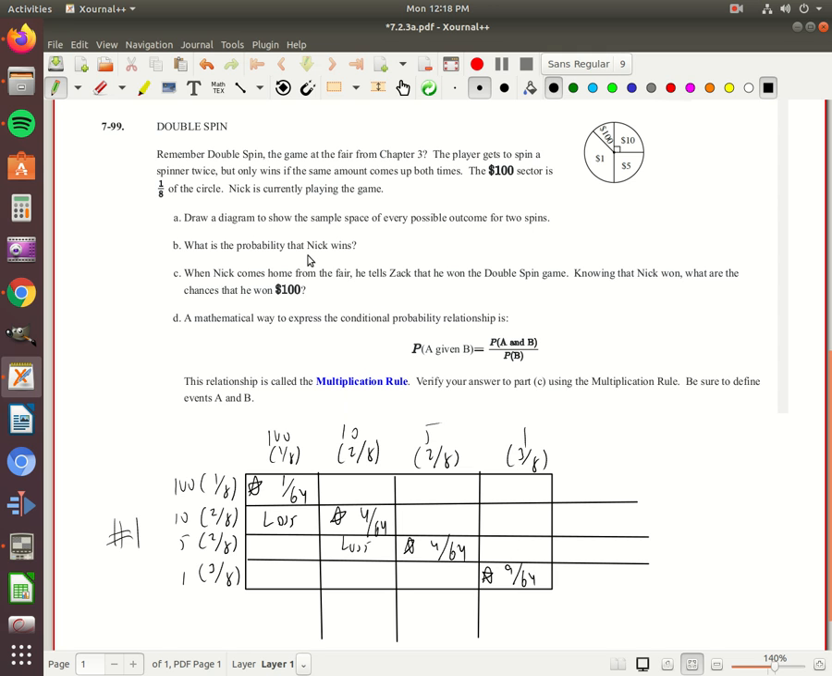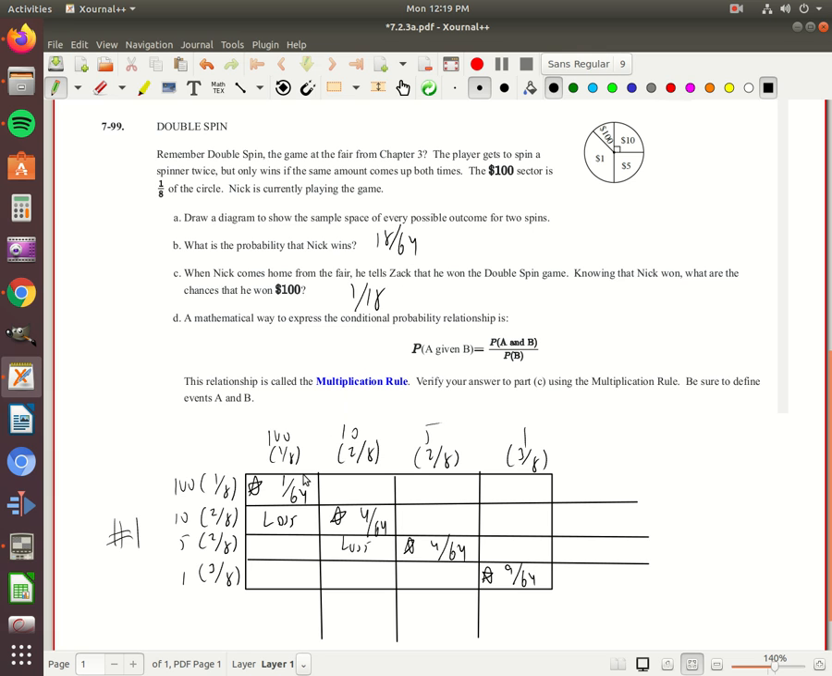So it says, what's the probability that Nick wins? Well, there's 1, 5, 9, 18. There's an 18 in 64 chance that Nick is going to win. It says, when Nick comes home from the fair, he tells Zach that he won. Knowing that Nick won, what are the chances that he won $100? Well, there's only 1 out of 1, 5, 9, 18. So there's a 1 in 18 chance.